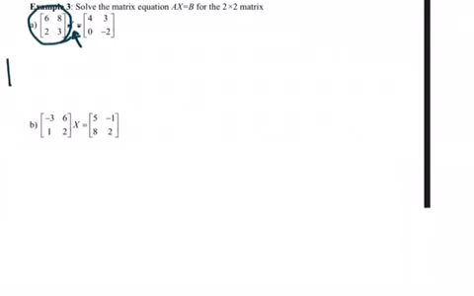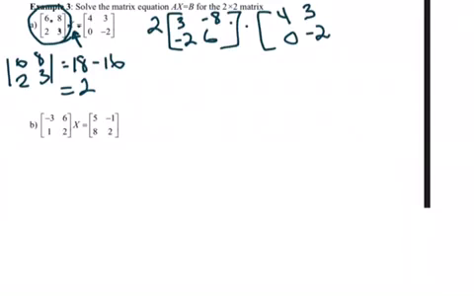So I'm going to start with finding the determinant of the original. So I have 6 times 3 is 18 minus 8 times 2 is 16. So I get a determinant of 2. Remember, we want to flip the 6 and the 3. And we want to make the 2 and the 8 negative. And I'm going to multiply that by the other matrix, 4, 3, 0, negative 2.